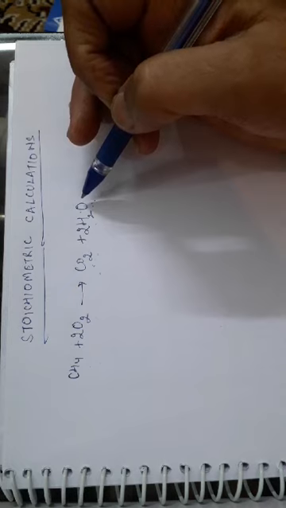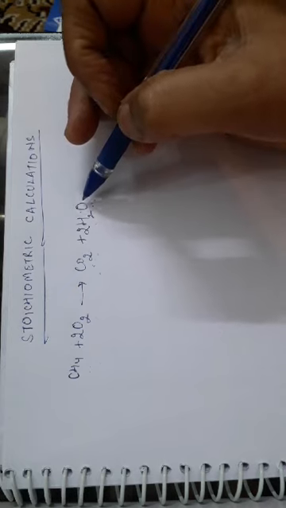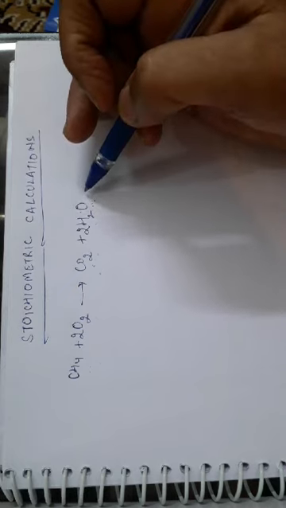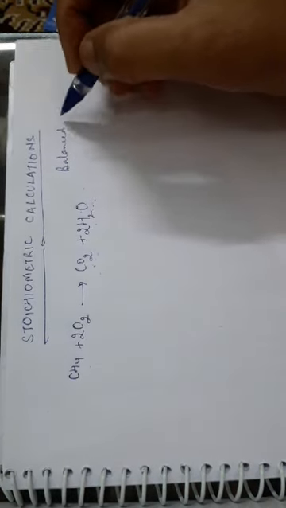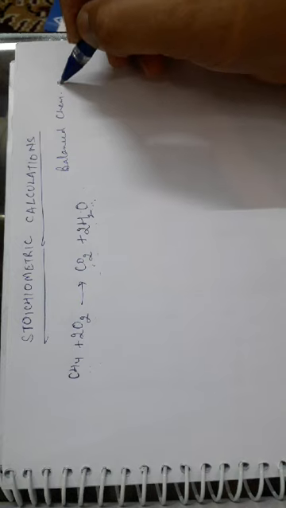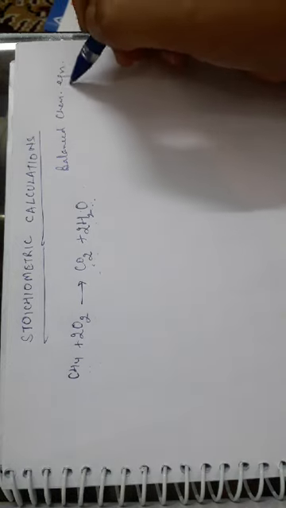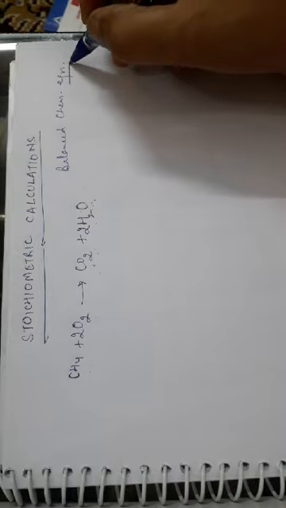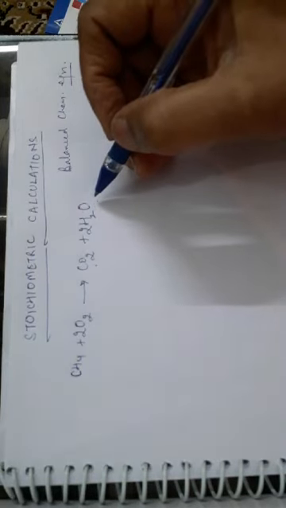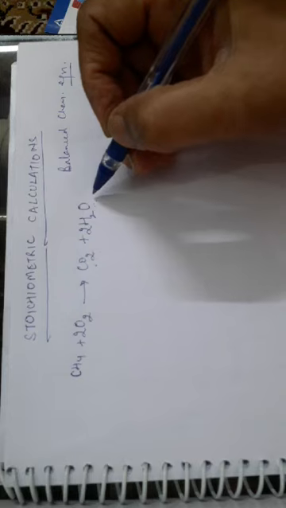Now my question is, what are the informations we get from a balanced chemical equation? What is an equation? Equation is the representation of a reaction, representing on the paper. We are writing on the paper. So this is the chemical equation that is giving us a lot of information about a chemical reaction.